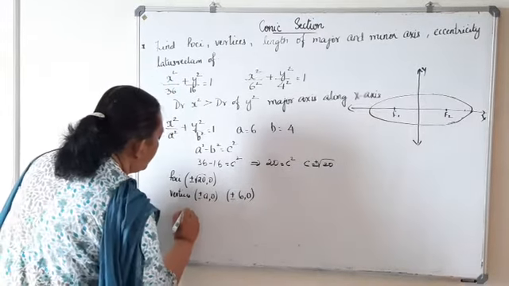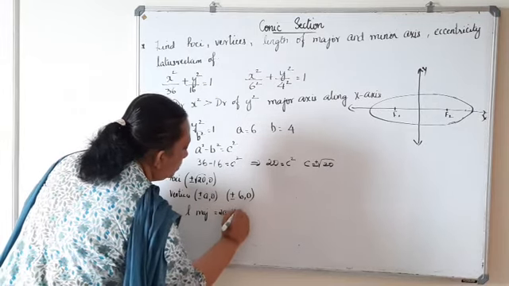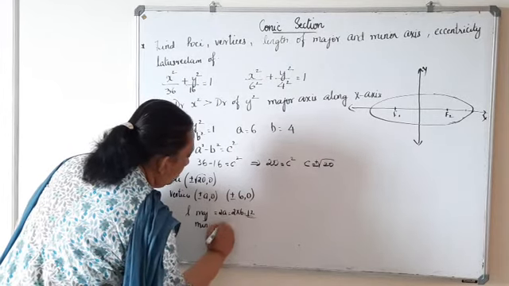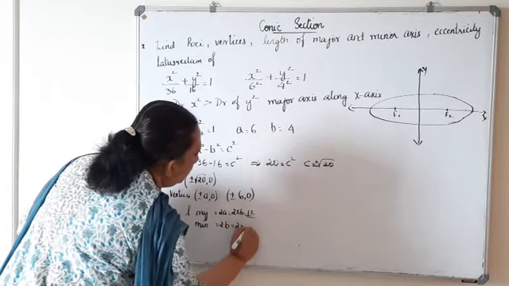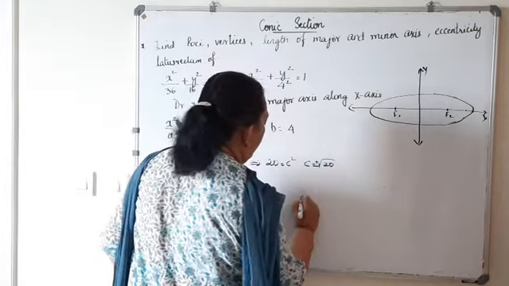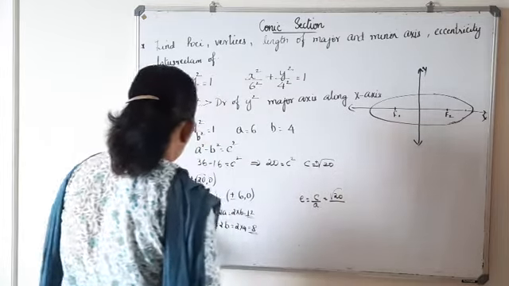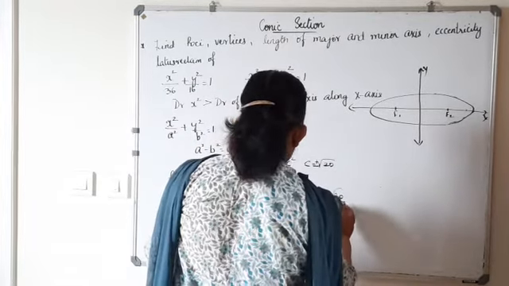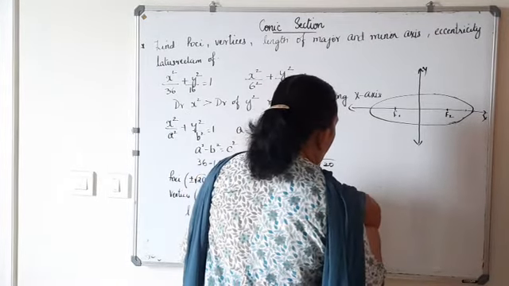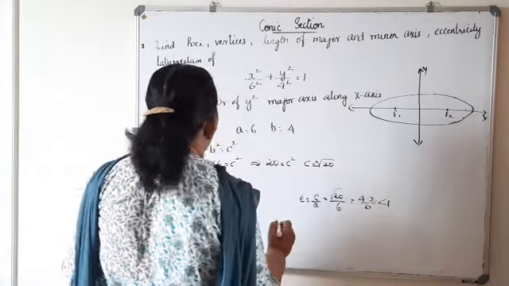Major axis. Length of major axis is 2a. 2 into 6 is equal to 12. Length of minor axis is 2b. 2 into 4 is equal to 8. Eccentricity e is equal to c by a. Root of 20 divided by a, a is equal to 6. Root of 20, 4 fours are 16, approximately 4.2 divided by 6 is less than 1. So it's correct.